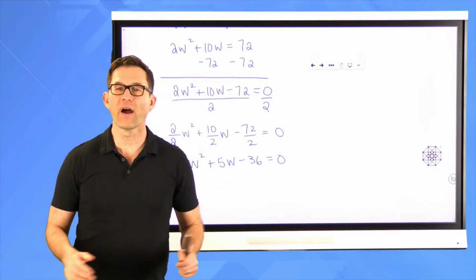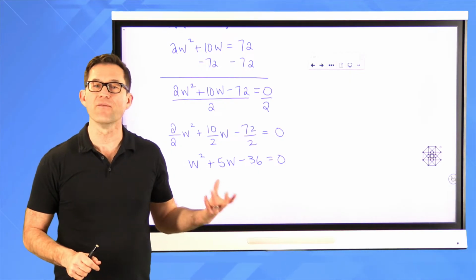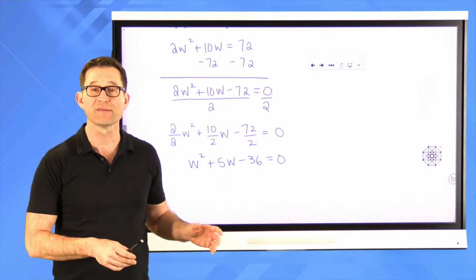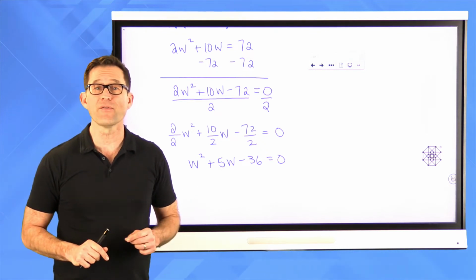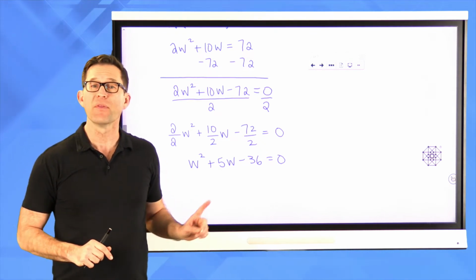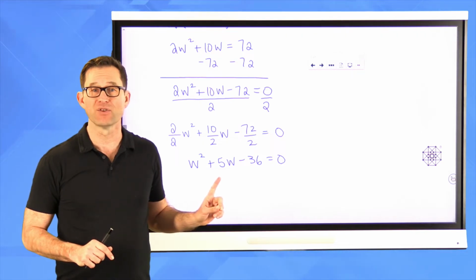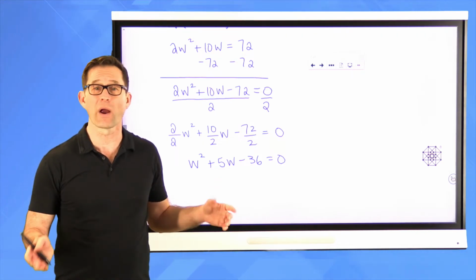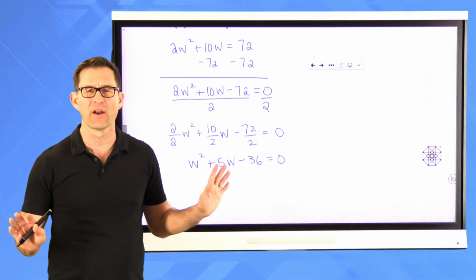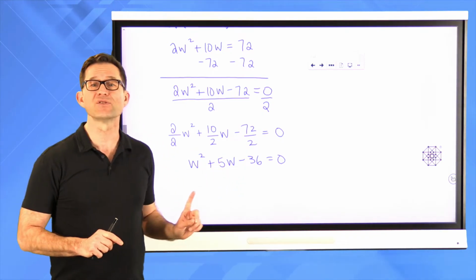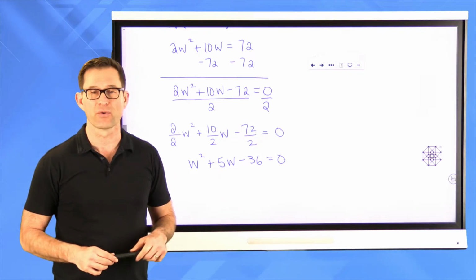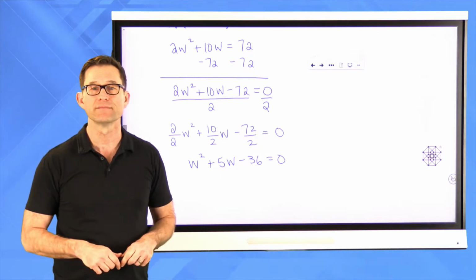I finally am at a point where I was in various problems over the past few lessons where I can now solve this equation by factoring. Could I solve it by completing the square? Sure, but that would require me to divide 5 by 2, which would give me 5 halves, and then square it and add it on, and right away, I don't want to do that. What I'd like you to do now is pause the video and solve this equation by factoring. Take a moment to do that.